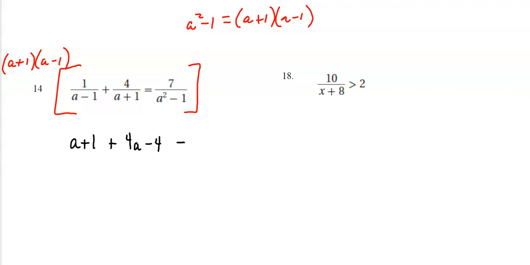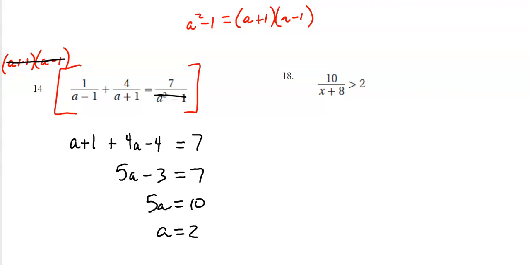And then equals, that whole thing cancels with the whole bottom, so I'll just have 7. Now we clean this up a little bit. 5a minus 3 equals 7. 5a equals 10. Final answer is 2.